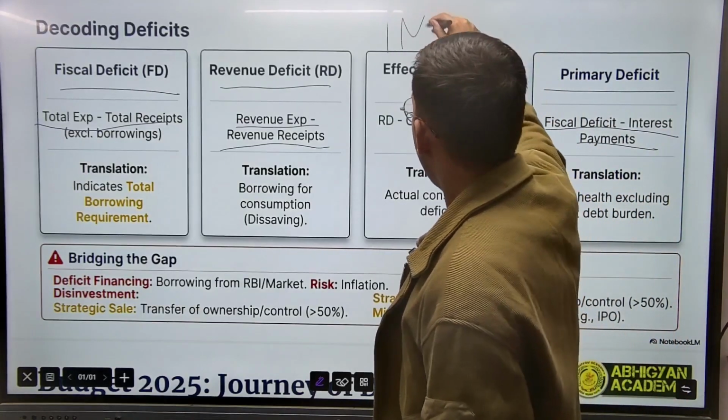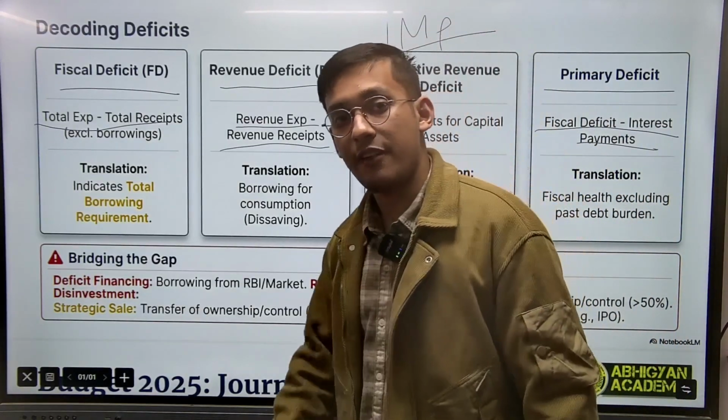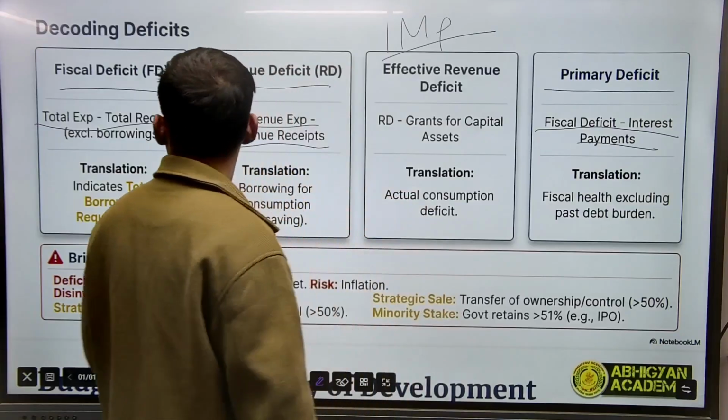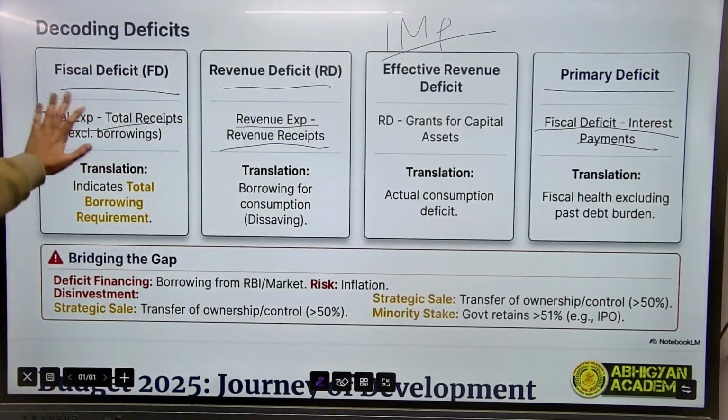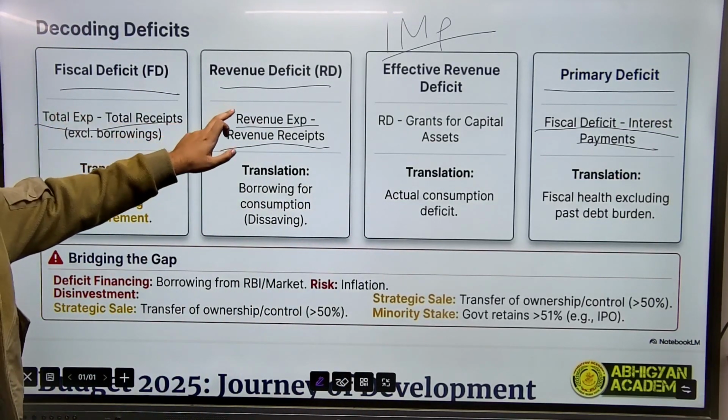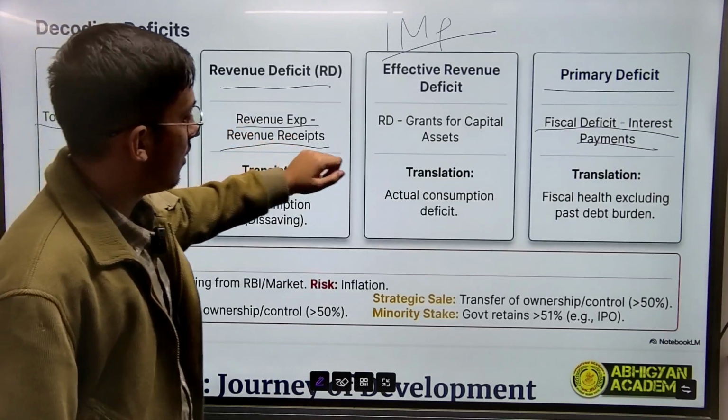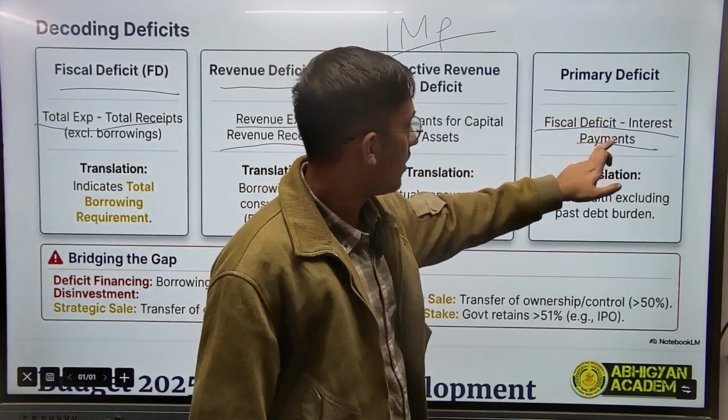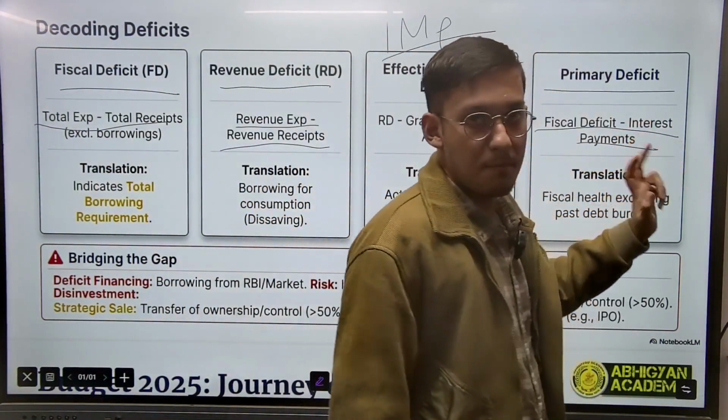So this is very, very important. It gets asked every time from economics. Fiscal deficit is total expenditure minus total receipts. Revenue deficit is revenue expenditure minus revenue receipts, and primary deficit is fiscal deficit minus interest payment.